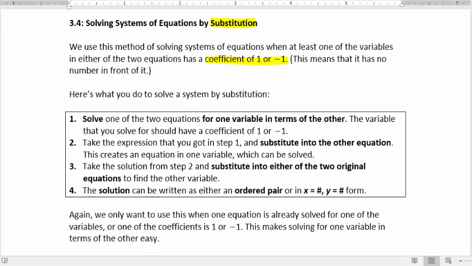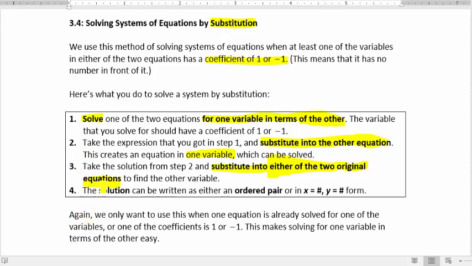So what's the process for solving by substitution? You solve one of the two equations for one variable in terms of the other, right? Which we had done already when we did that section on solving formulas. Then take the expression that you got in step one and substitute it into the other equation. That'll create a new equation that now only has one variable. And then you can just solve that equation normally, because it only has one variable now. Once you solve for the one variable, you take that solution and substitute it into either of the two original equations to find the other variable.